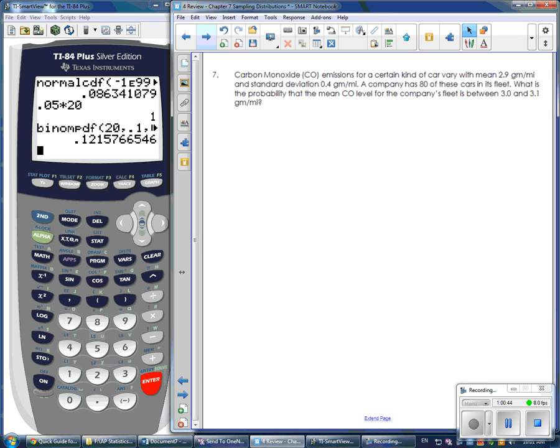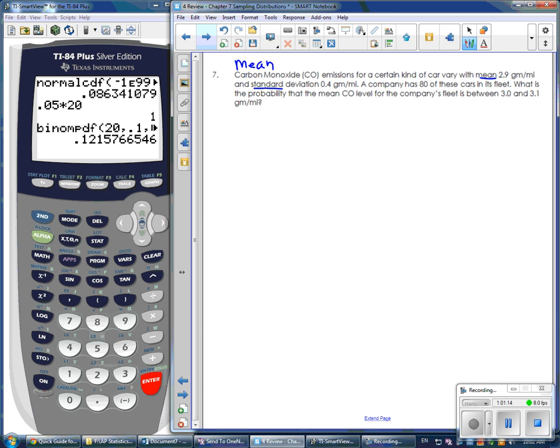Number 7 says carbon monoxide emissions for a certain kind of car vary with a mean of 2.9, I guess that's grams per mile, and a standard deviation of 0.4 grams per mile. The company has 80 of these cars in its fleet. What's the probability that the mean CO level for the company's fleet is between 3 and 3.1 grams per mile? In this case, I think it's pretty obvious, since we're given the mean and the standard deviation of the population, that we're dealing with a mean situation.